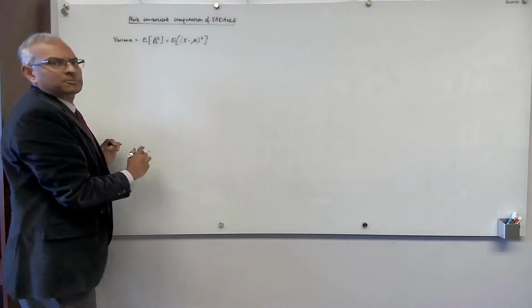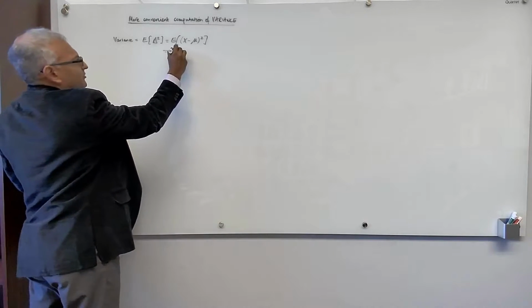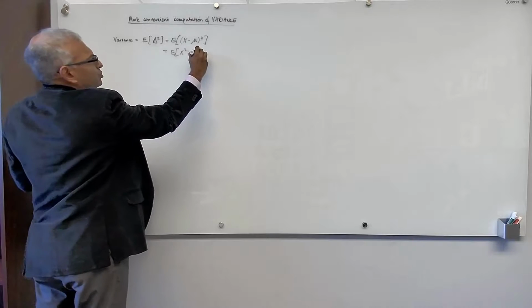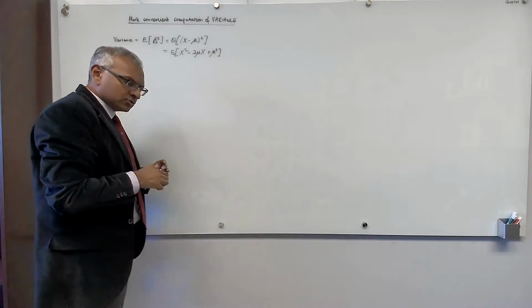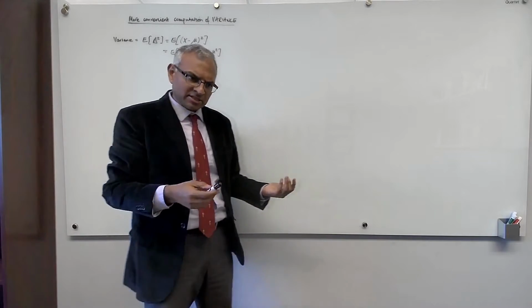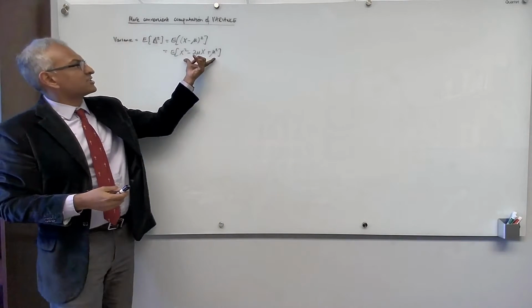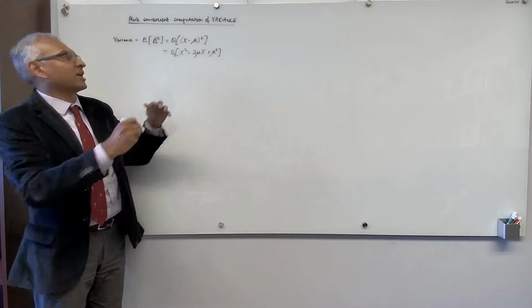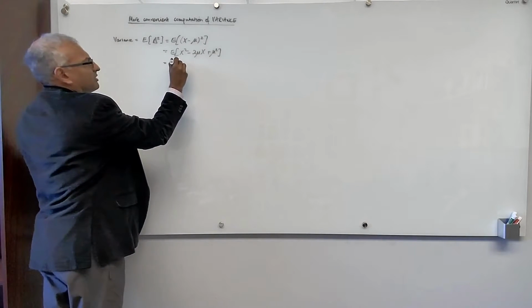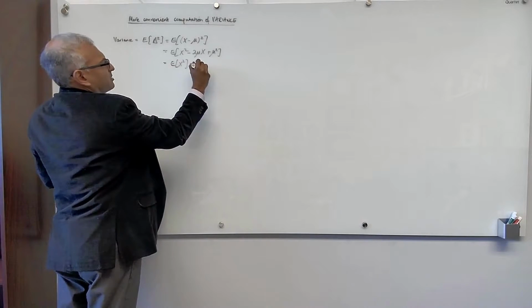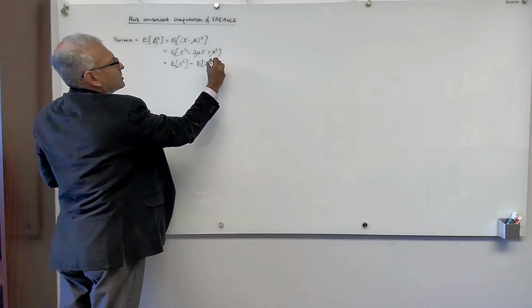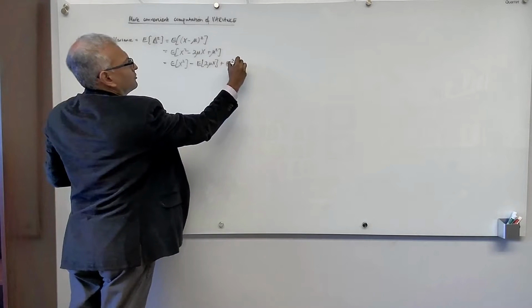Okay, and now let's multiply out this square. So this is the expected value of X squared minus 2 mu X plus mu squared. Now we're going to use this fundamental rule for expectations, which is that the expected value of a sum is the sum of expected values. So this is equal to the expected value of X squared minus the expected value of 2 mu X plus the expected value of mu squared.